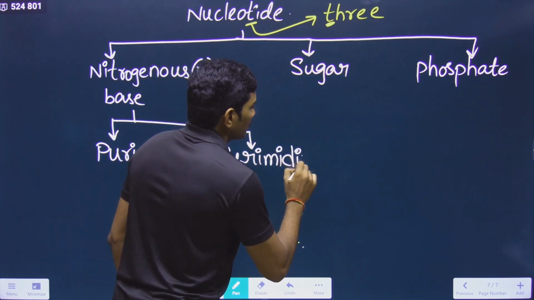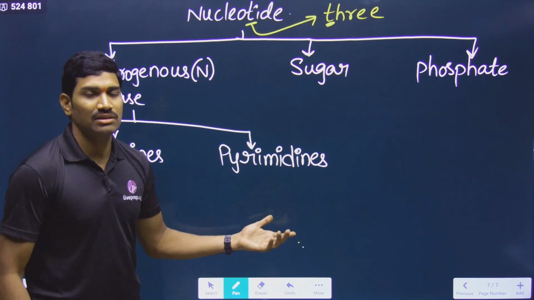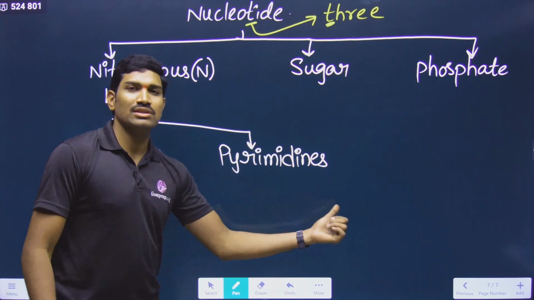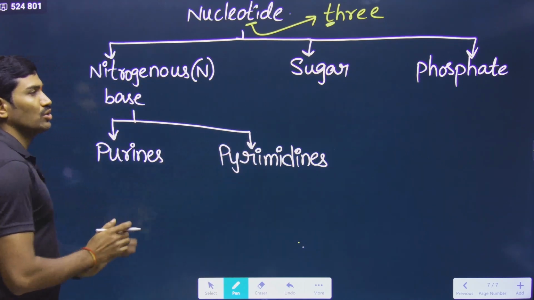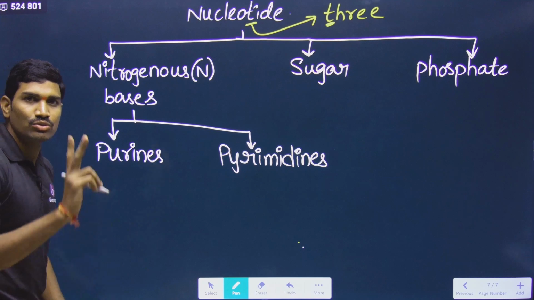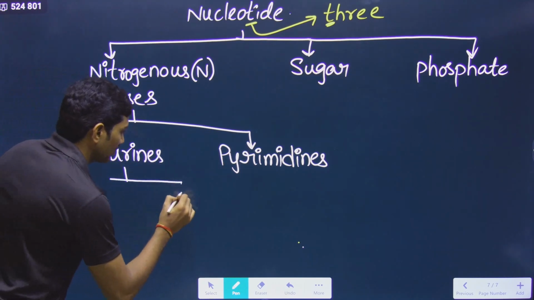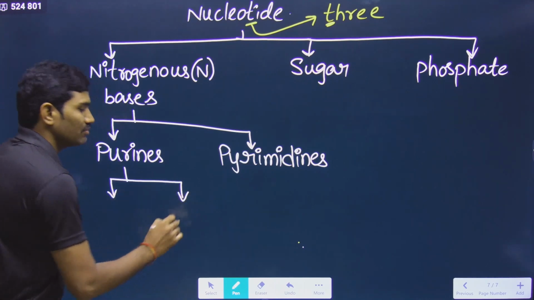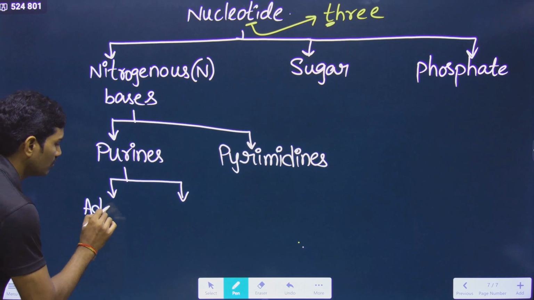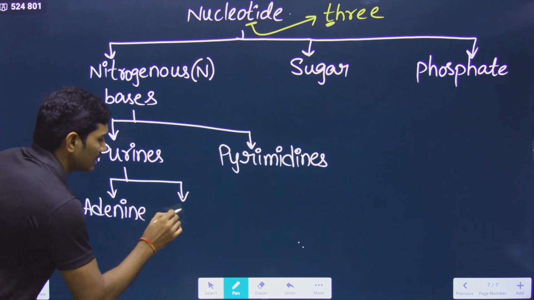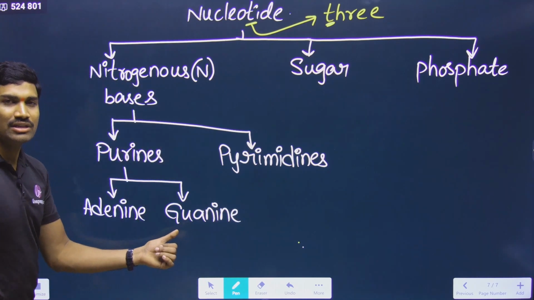You can pronounce this in either way, but I am pronouncing this as pyrimidines. So, nitrogenous bases are classified into two types, purines and pyrimidines. And again in the purines, based on small structural differences, there are two types. One is called adenine and the other one is called guanine.